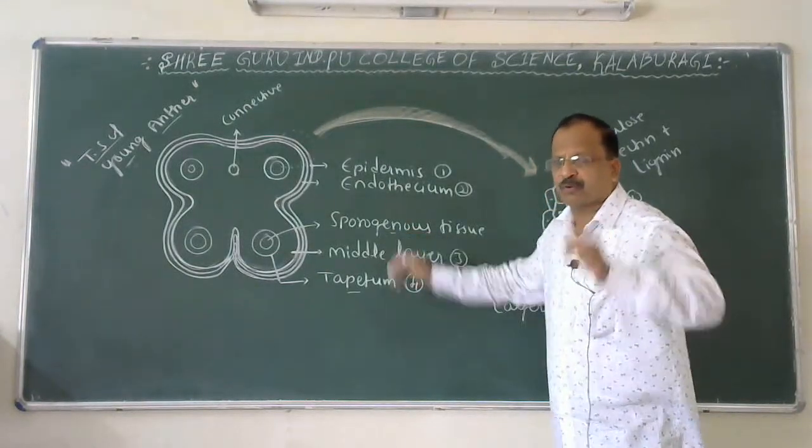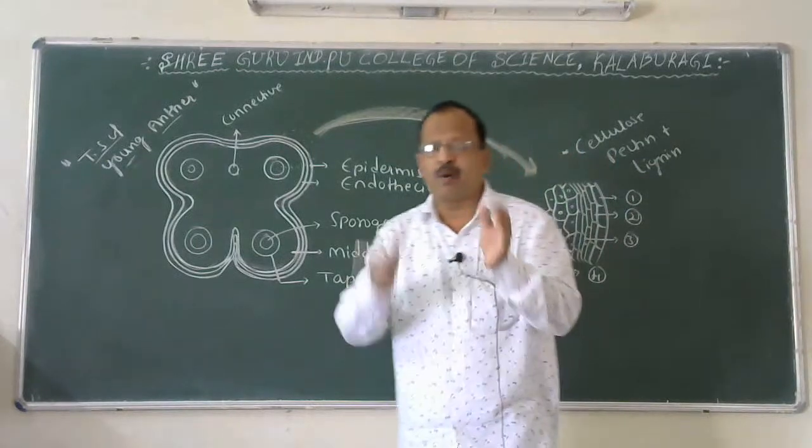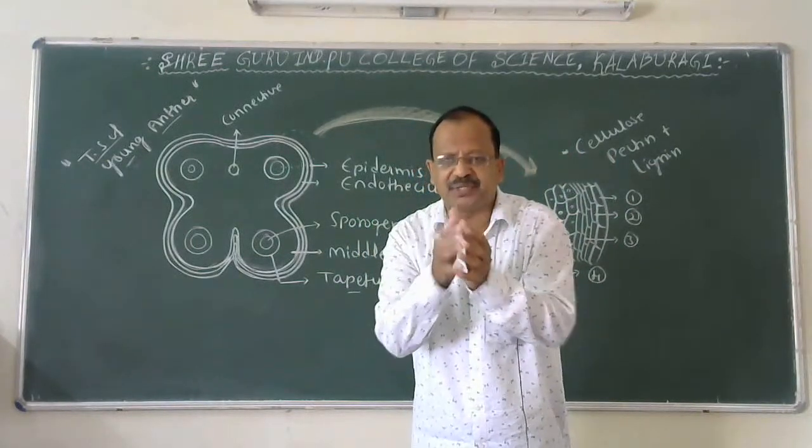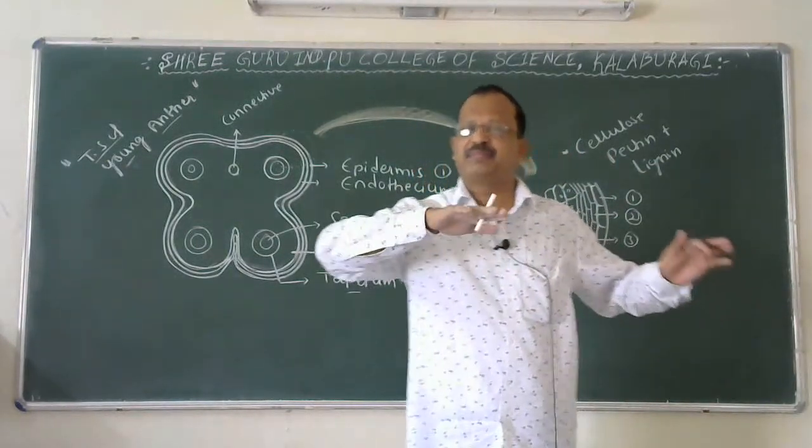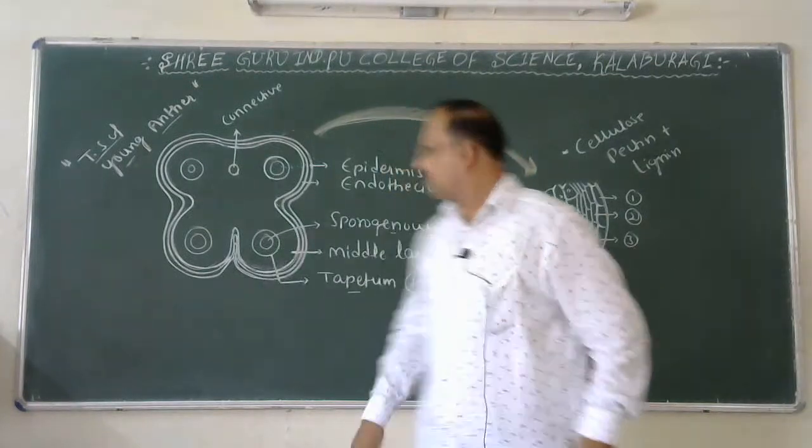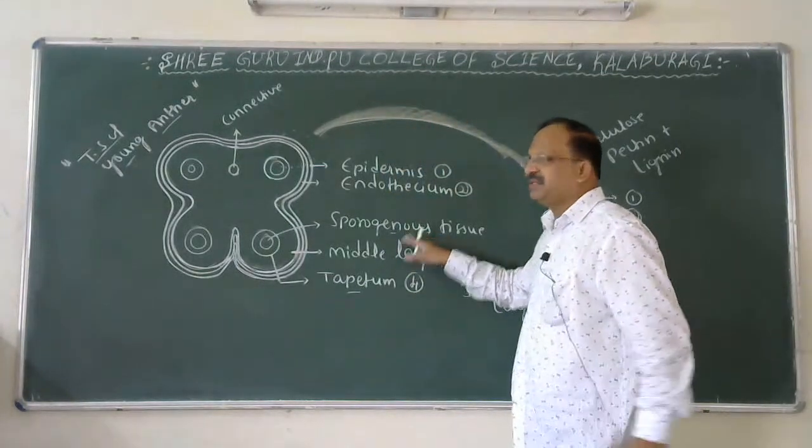Compactly means tightly arranged. Homogeneous means same type. Homogeneous cells are called sporogenous tissue.